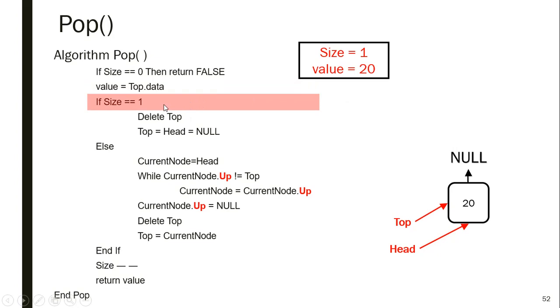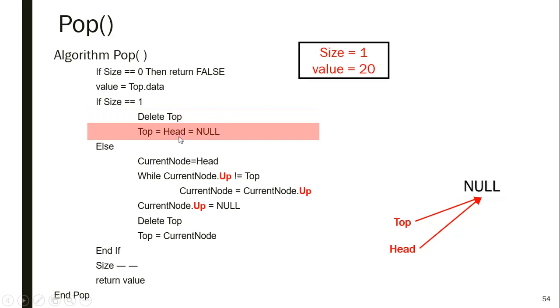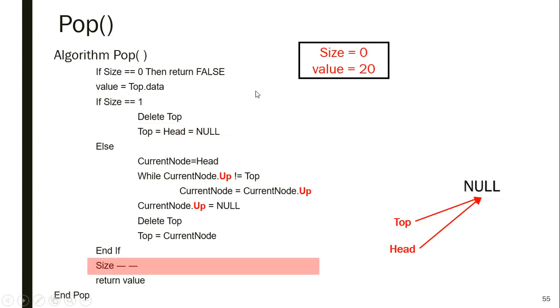Now if size equal to 1, meaning if this is the only value, just release the top. When you delete this top, top and head will both point towards null. If it is not automatically done, we can do it by another statement. It depends on the language which you are using, whether it automatically assigns null or not. If it doesn't, you can have this statement, otherwise you can omit it. And size will reduce: initially size was 1, now size is 0, and it will return the value.